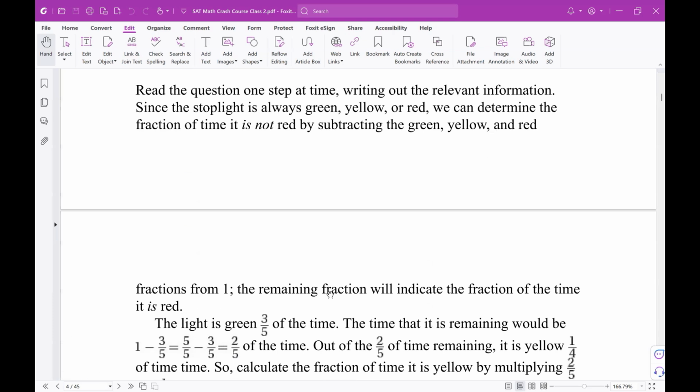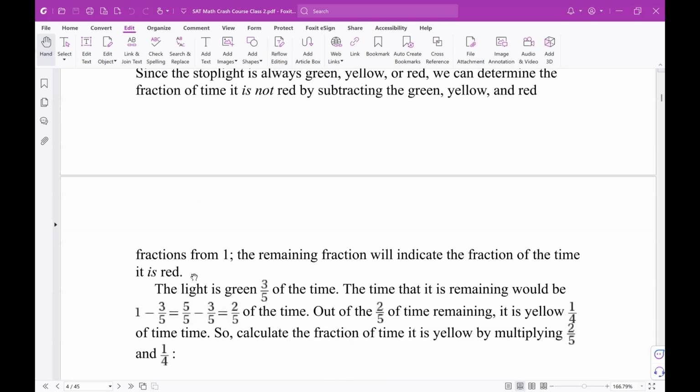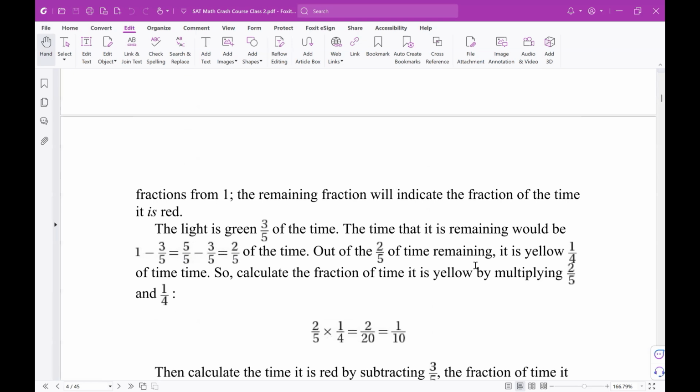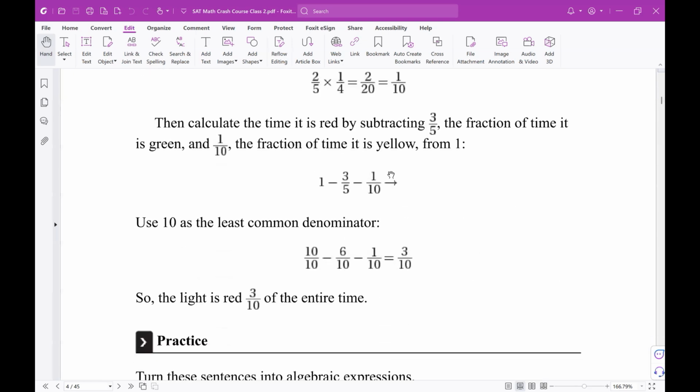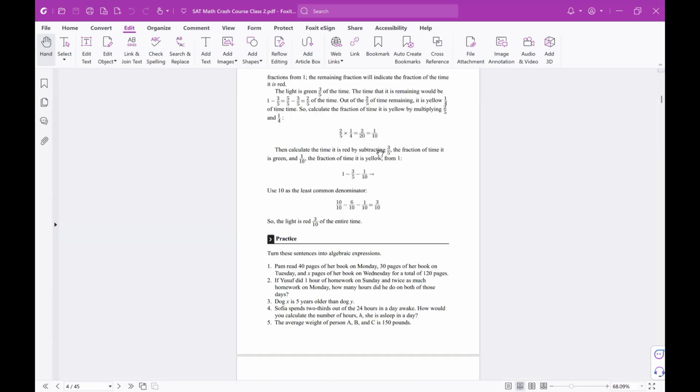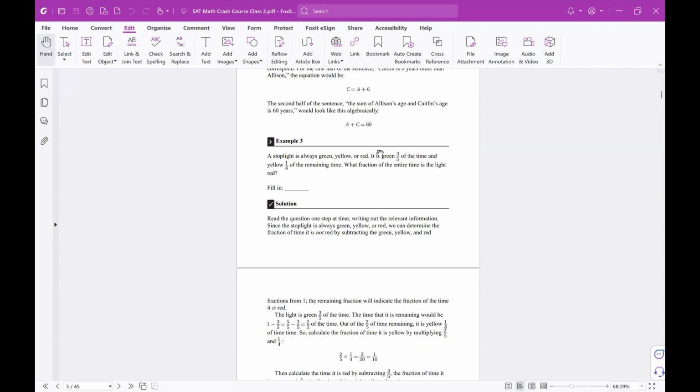And fraction from 1, the remaining fraction will indicate the fraction of the time that is red. Actually, they have just done the same, because 3/5 plus 1/4, 3/5 minus 1/10.